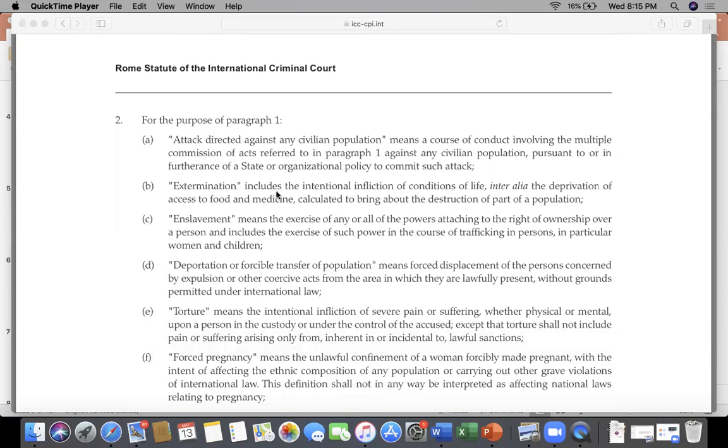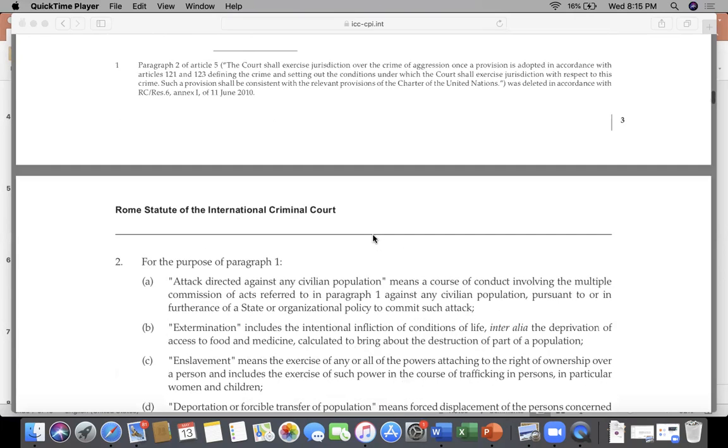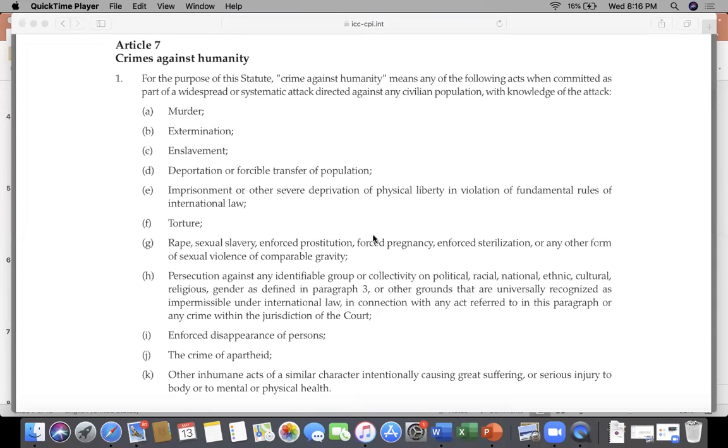Extermination is defined here. It is the intentional infliction of conditions of life by which you deprive access to food and medicine, calculated to bring about the destruction of part of a population. So such kind of thing you do. Exterminate, you want to exterminate.